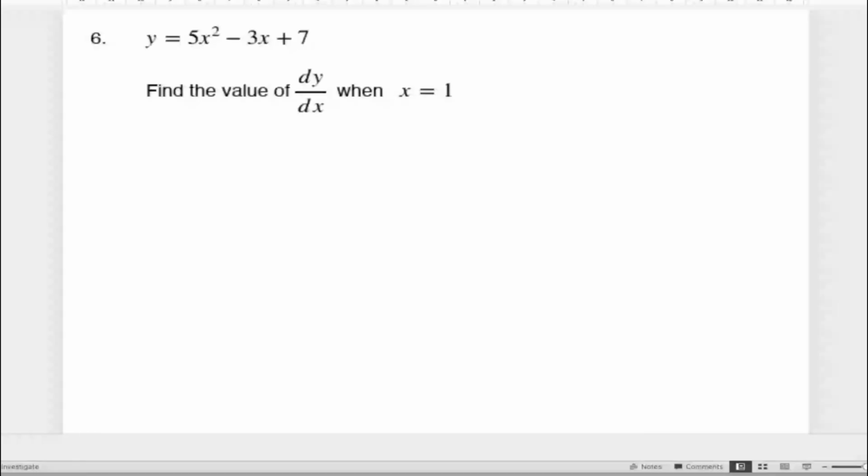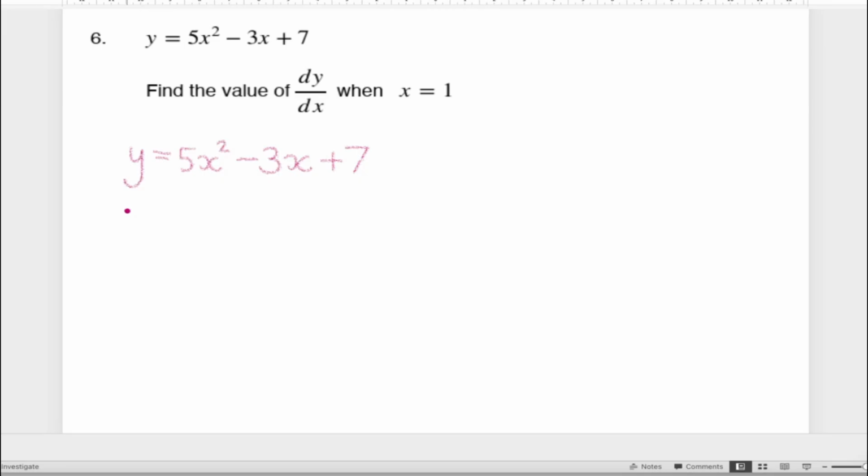Y equals 5x squared minus 3x plus 7. Find the value of the derivative of y with respect to x when x is equal to 1. So what I'm going to do is write down the function. Y equals 5x squared minus 3x plus 7. This is my starting point.